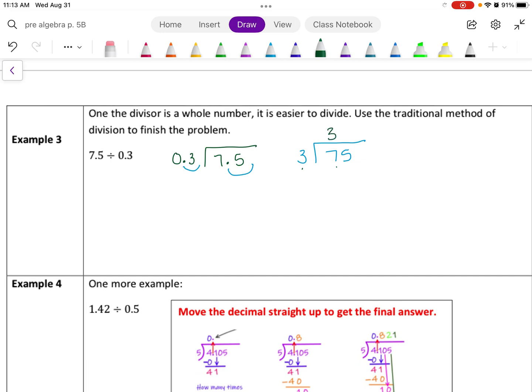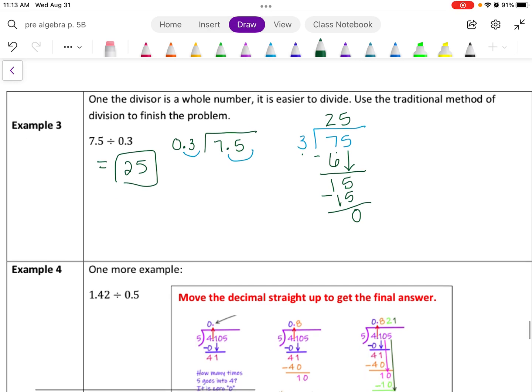So let's see, 3 goes into 7, 3 times, no it does not, 2 times. 3 times 2 is 6, and then 7 minus 6 is 1. So then we bring down our 5. 3 goes into 15 5 times. 3 times 5 is exactly 15. 15 minus 15 is 0. That's how we know we're done, because we don't have a remainder anymore. So we see that 7.5 divided by 0.3 is 25.